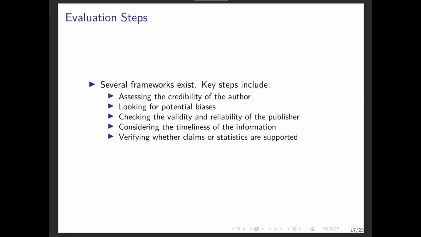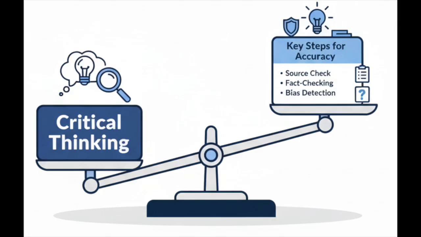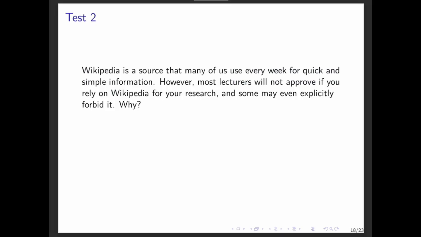Frameworks exist to help students evaluate information. Key steps include: assess the author's credibility, identify potential biases or persuasive motives, check the publisher's validity and how information is presented, consider whether the information is up to date, verify that claims and statistics are supported by reliable evidence. But remember, no checklist can replace critical thinking. These tools are only a starting point.